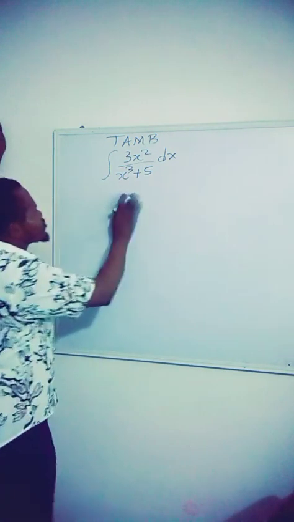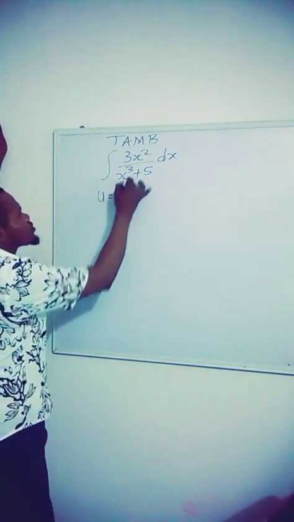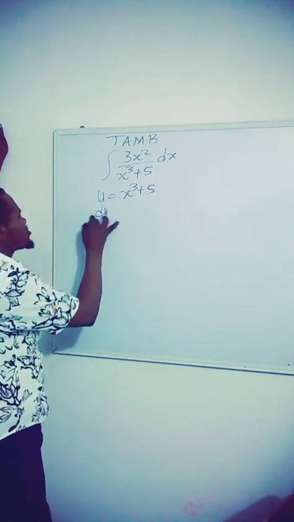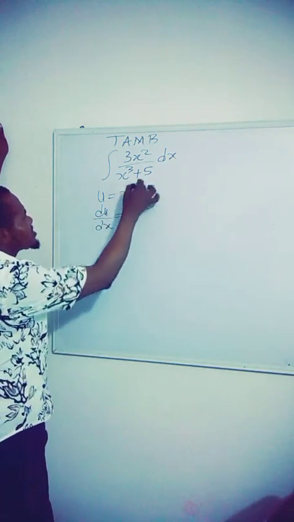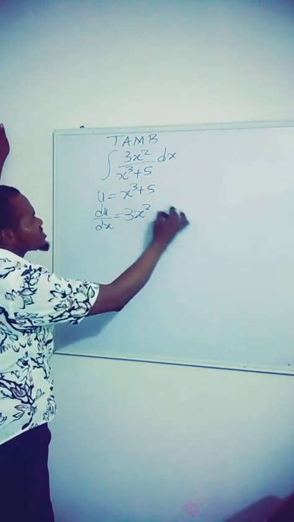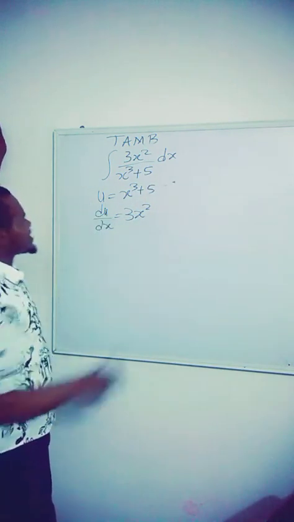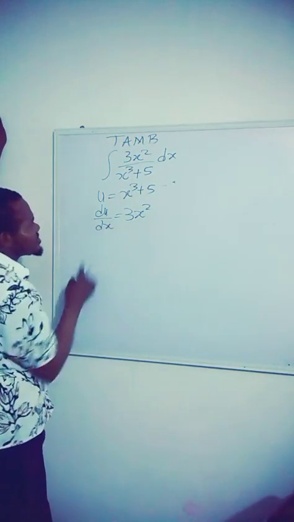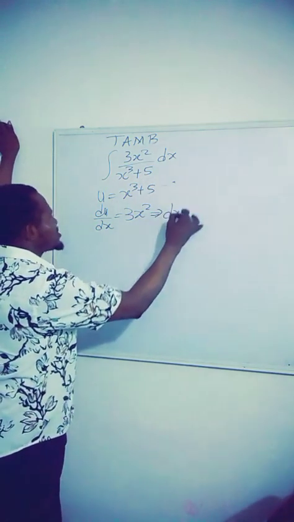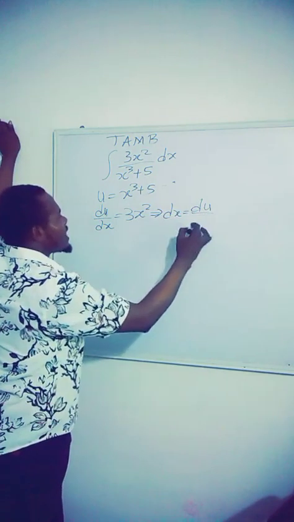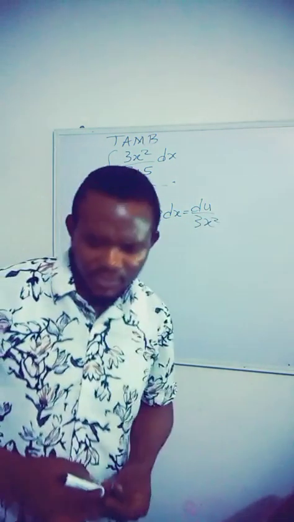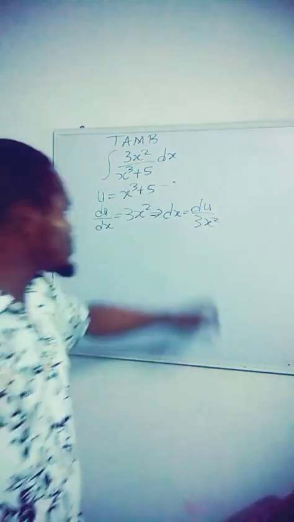Now, by substitution, we are saying let u equals s cubed plus 5. So du dx will give me 3 times 1, 3, subtract 1 from the power, s squared. When you differentiate the constant, it's going to give you 0, so you leave it at that. Let's make dx the subject of the formula. From here, it is implied that dx is equal to du over 3s squared. Do you agree with me?